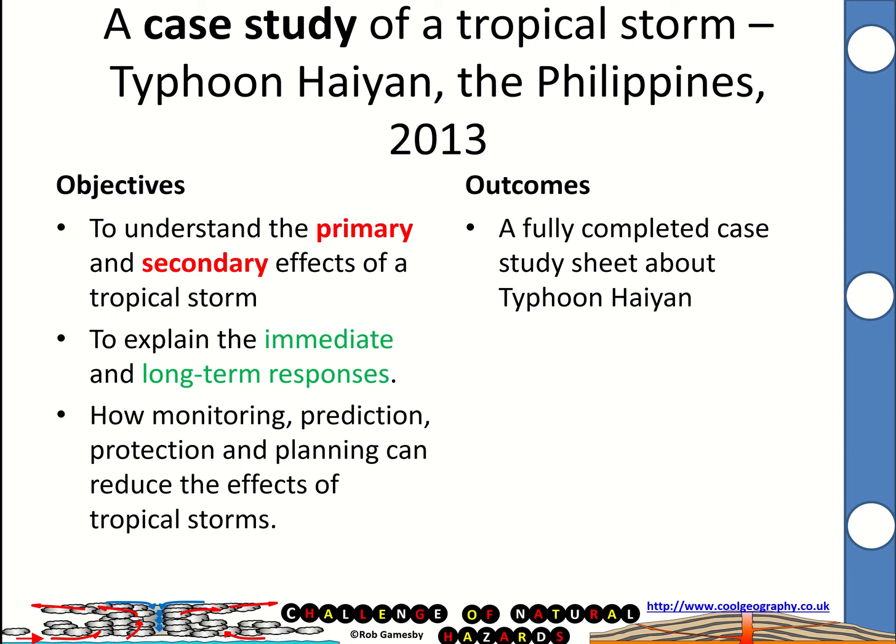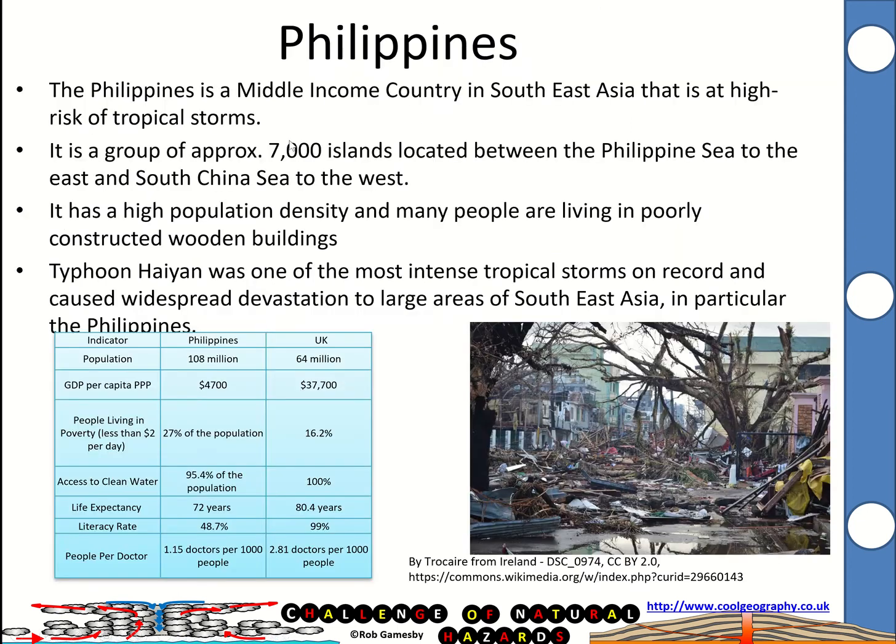This is a case study of a tropical storm, all about Typhoon Haiyan in the Philippines in 2013. A few notes about the Philippines. It's a middle-income country in Southeast Asia. It's at high risk of tropical storms. It's a group of approximately 7,000 islands located between the Philippine Sea to the east and the South China Sea to the west. It's got a high population density and many people live in poorly constructed wooden buildings.